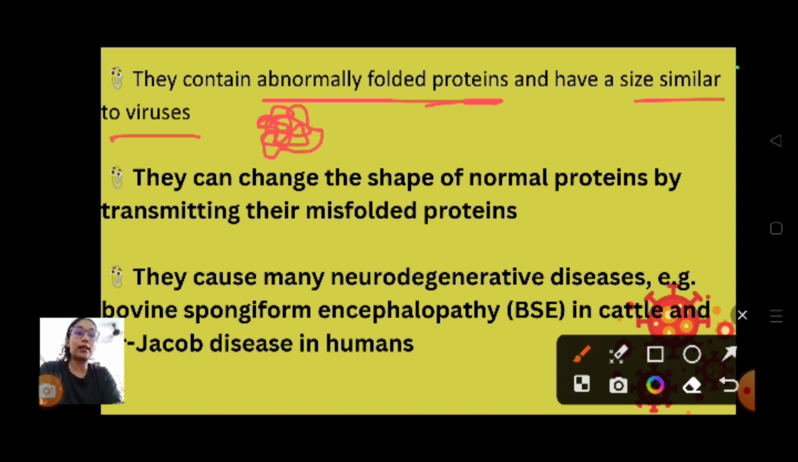They can change the shape of the normal protein by transmitting their misfolded proteins. Means they can change the shape of the normal protein. Suppose in our body we have a normal protein, they enter and change our normal protein to this abnormally folded protein. Misfolded protein, or you can say abnormally folded protein, same. And what do they cause? They cause neurodegenerative disease.